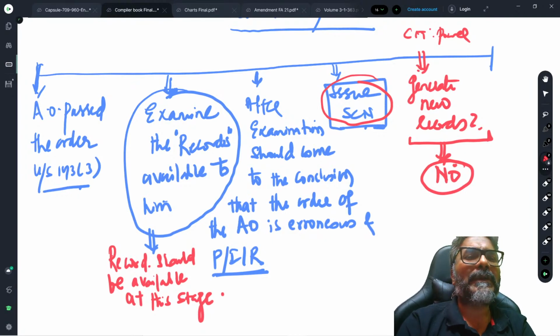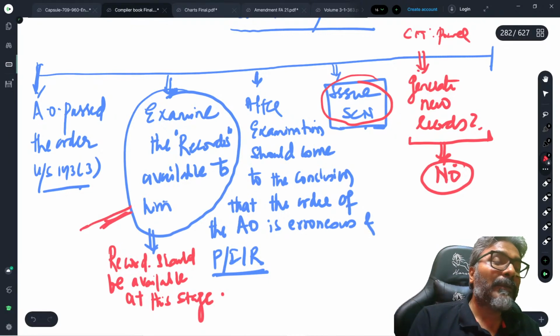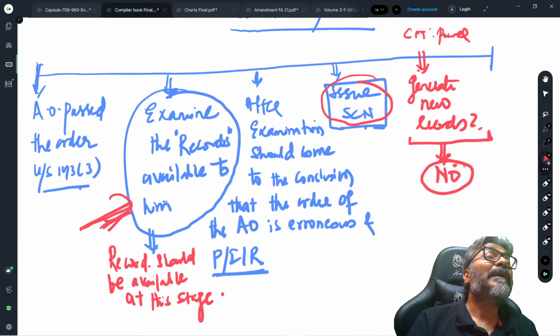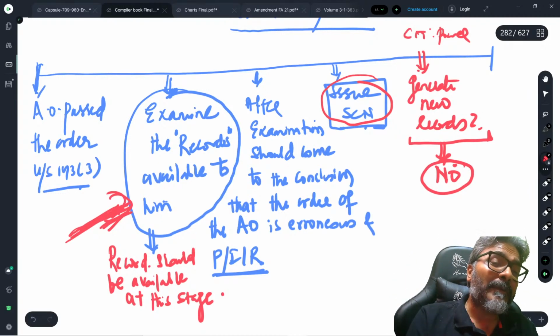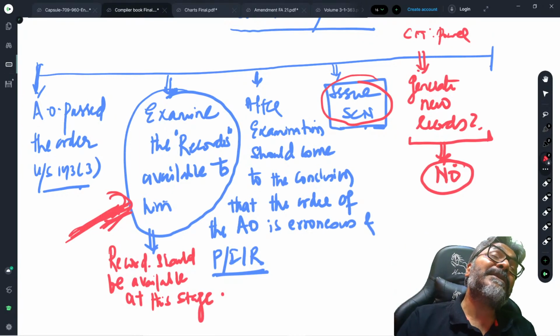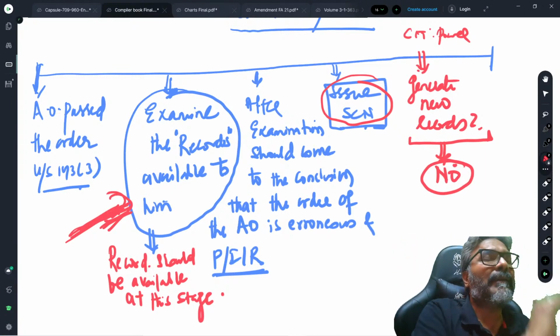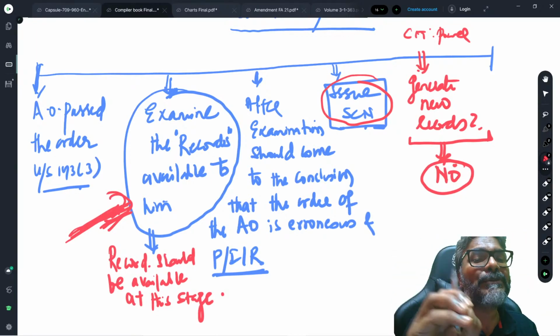Now, in this particular case, be careful. He cannot, but say for example, subsequently he again examines that record. Which record? The record which was there over here, but he could not do the examination at that particular point of time. So later on he does that examination again. On examining this record again later on, can he again give a show cause notice? Why not? That record should have been there, the evidences should have been there, and he just needs to do the examination.